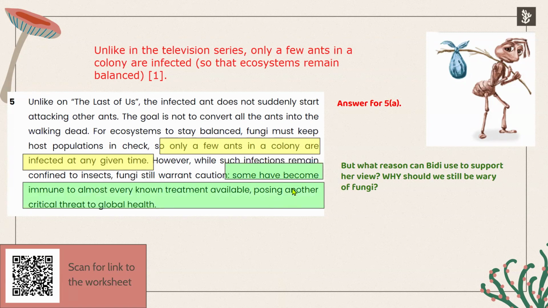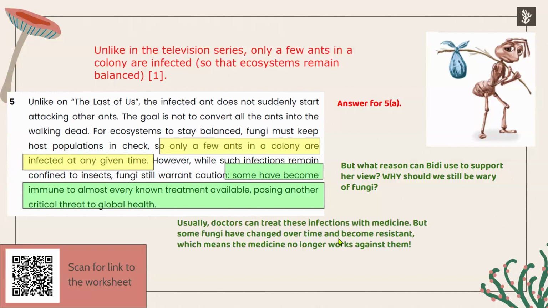Very good, Chloe. Some have become immune to almost every known treatment available, posing another critical threat to global health. I would encourage you to basically copy and paste the full thing because I think this one really captures why we need to be cautious. This one is actually true, right? So feel free to look this one up. But it is not super duper scary at this point in time just yet. I would say it's quite relevant, but scientists are rightfully concerned.